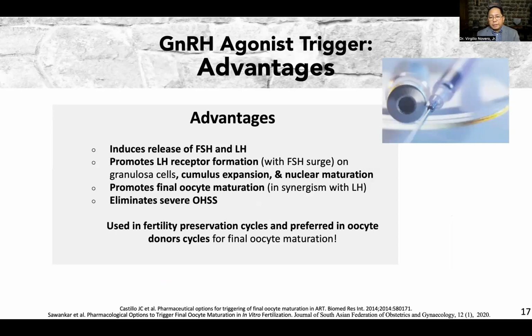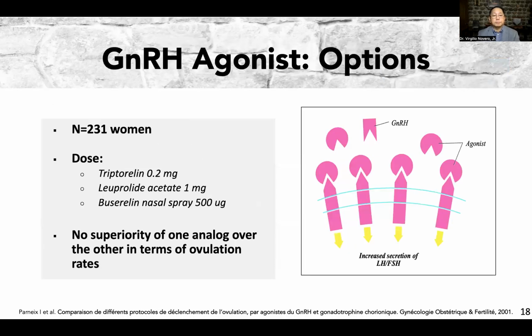So they identified the advantages: the induction of your FSH and LH, promoting LH reception, increasing your cumulus expansion, and causing nuclear maturation. It also promotes your final oocyte maturation in synergism with your LH, and therefore, it also eliminates your severe OHSS. It is the favorite in fertility preservation cycles and preferred in oocyte donation cycles for those reasons.